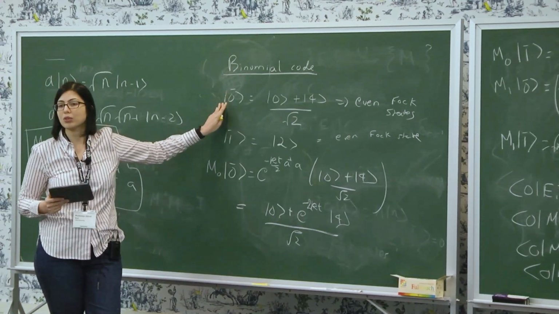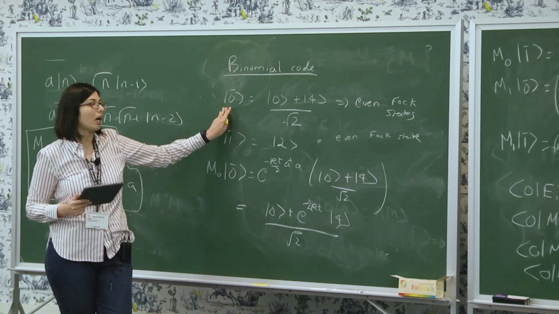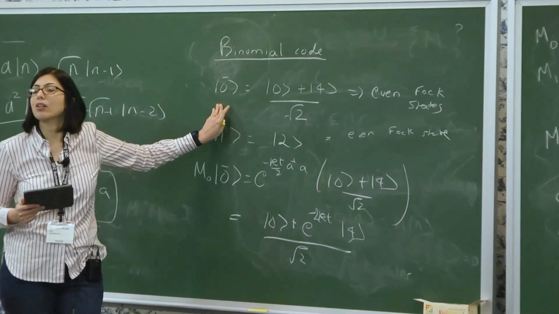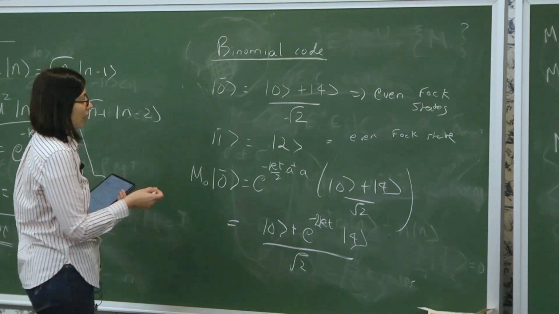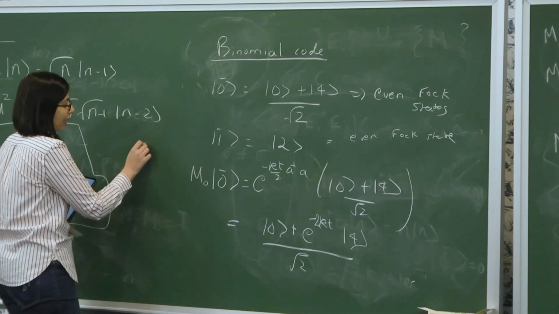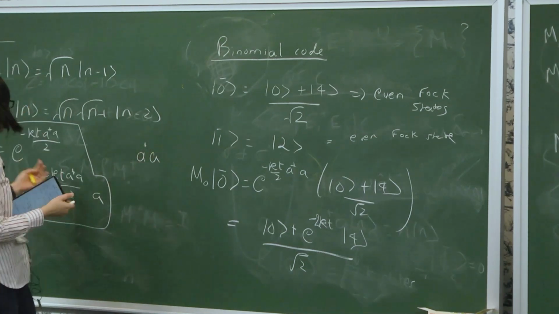You can also generalize it to correct for dephasing errors. So dephasing errors are errors that have a dagger A in them. So like this guy over here.